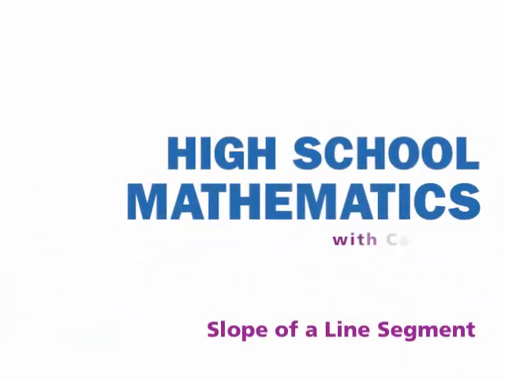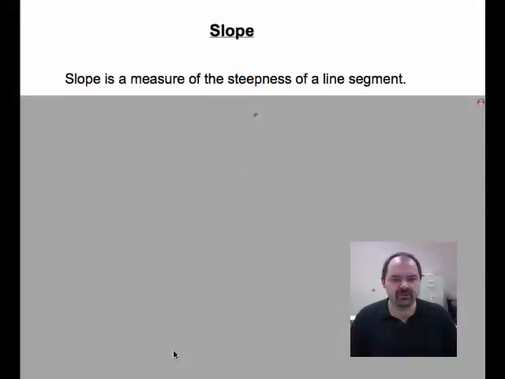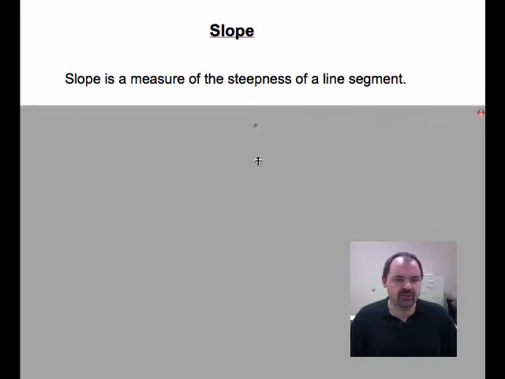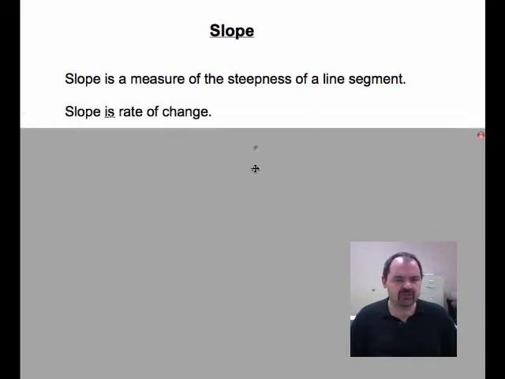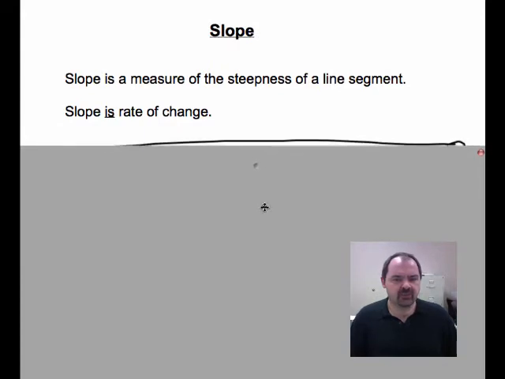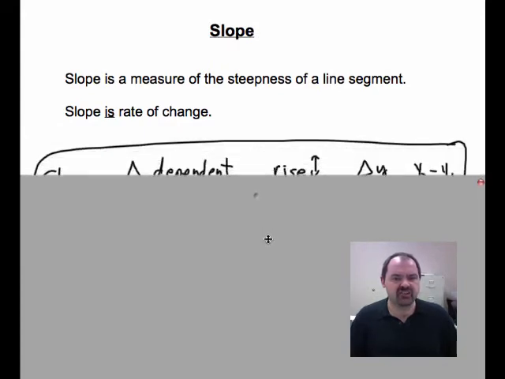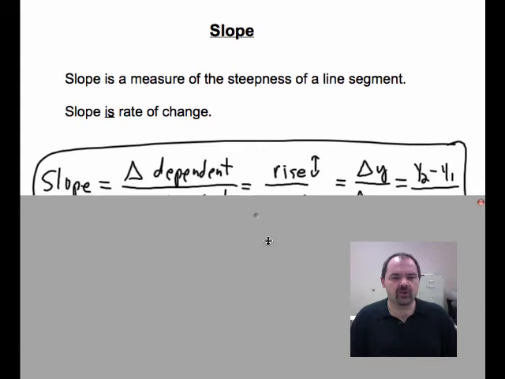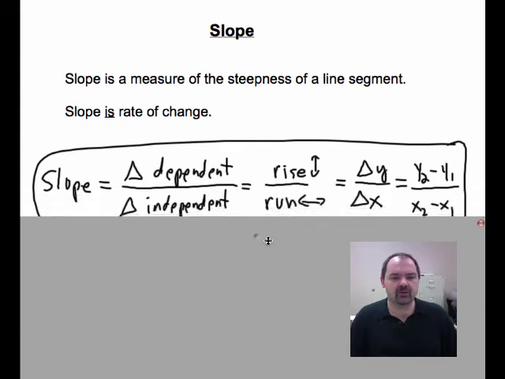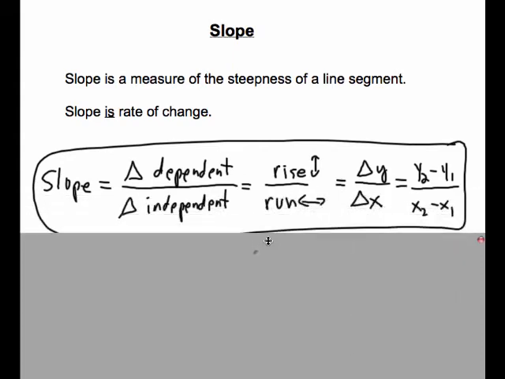Okay, today we want to talk about the concept of slope. Slope is the measure of the steepness of a line, how steep one line segment is compared with another. Another word for slope is a word you'll recognize, rate of change. In the last unit we talked about the rate of change as meaning the change in the dependent variable over the change in the independent variable. Well, another word for that is slope.